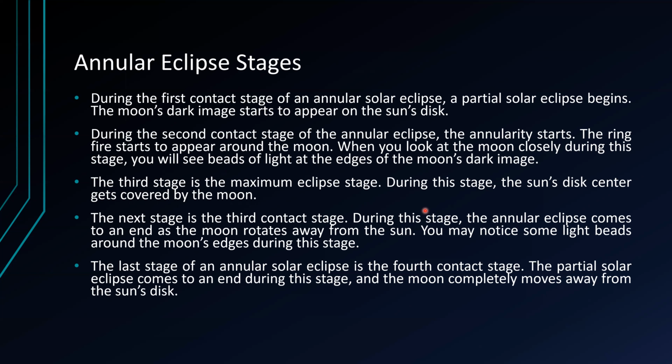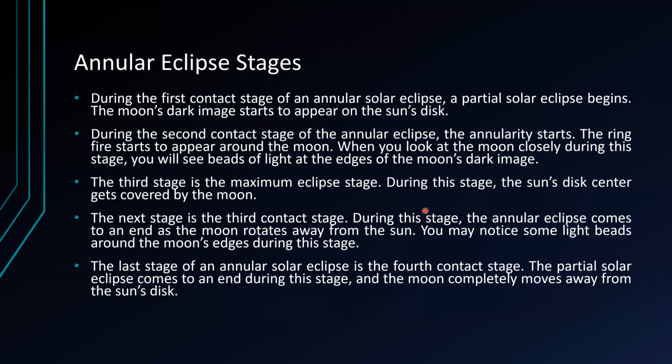And these are simply referring to the points where an edge of the moon moves out of one side of the umbra or penumbra shadow. This will make a little bit more sense when I show a picture next. So, for example, in the first contact stage of an annular solar eclipse, the first edge of the moon will first contact the sun. So that's the first contact.